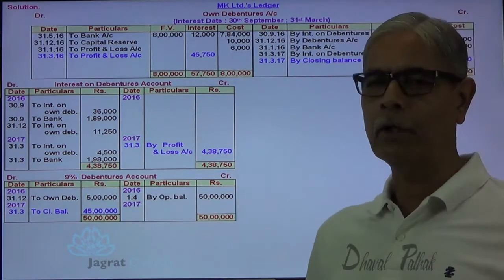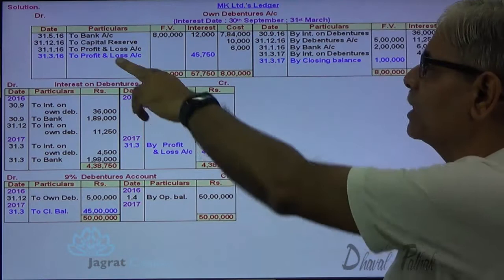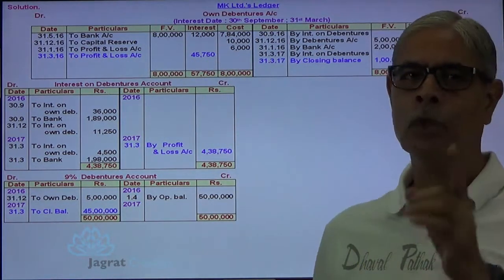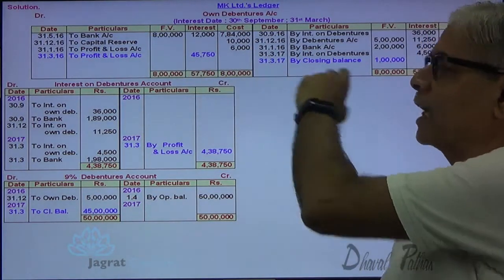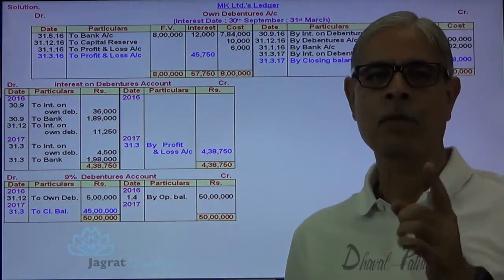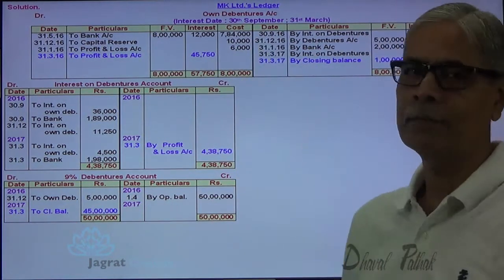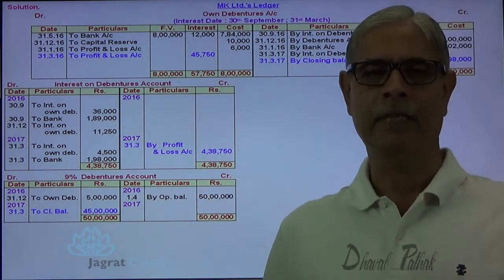So liability at the end is 45 lakhs. Interest income on own debenture transferred to profit and loss account is 45,750. Profit on sale of investment transferred to profit and loss account is 6,000. Profit on cancellation of debenture transferred to capital reserve account is 10,000. This is how accounting is being done.